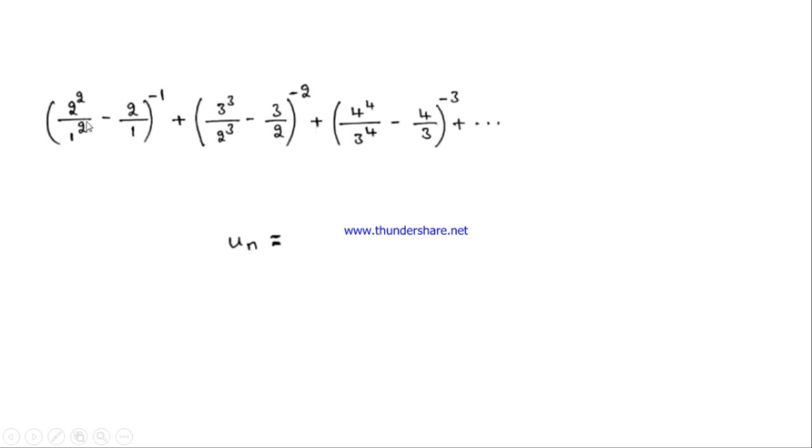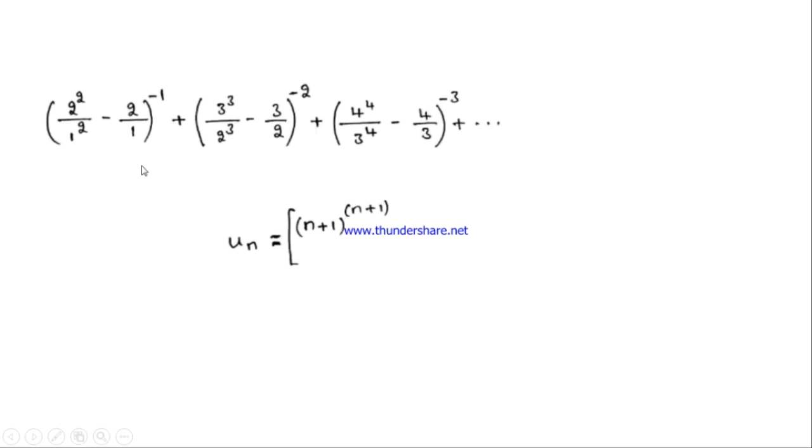In this example, if I come to this one, 2 square. First term 2 square, second term 3 cube, fourth term 4 power 4. Now this number is what? 1 more than the term number. So it should be n plus 1. The power is the same as this in each term. So 3 power 3, 4 power 4, which means it should be n plus 1 power n plus 1.